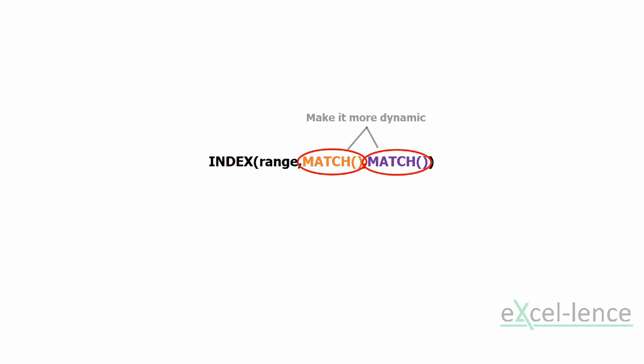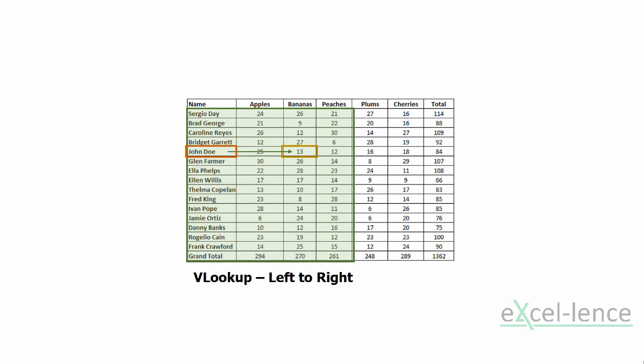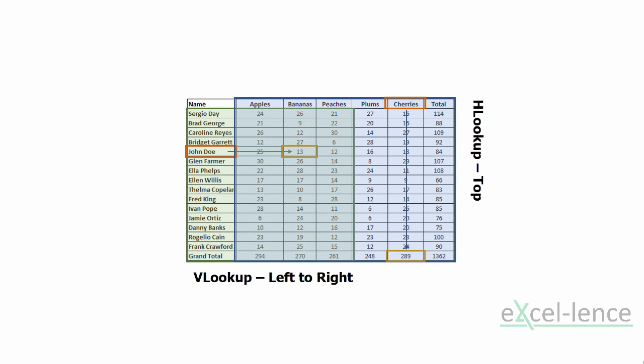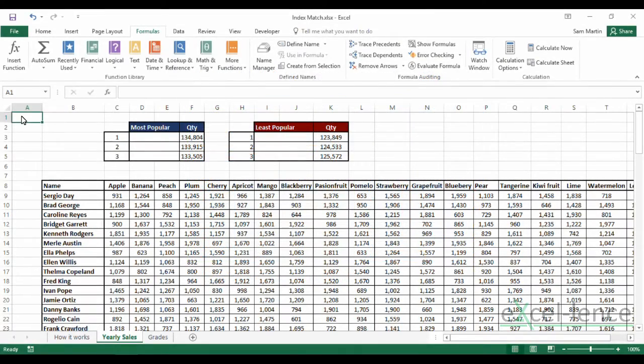Because of the way that the INDEX function uses the MATCH function to calculate the row or column number, it enables a feature that sets it apart from the VLOOKUP and HLOOKUP functions. VLOOKUP only allows you to work in one direction, left to right, and HLOOKUP only allows you to work from top to bottom. But with the INDEX MATCH functions, you're able to do what is essentially a backwards lookup. Let me explain with this example.